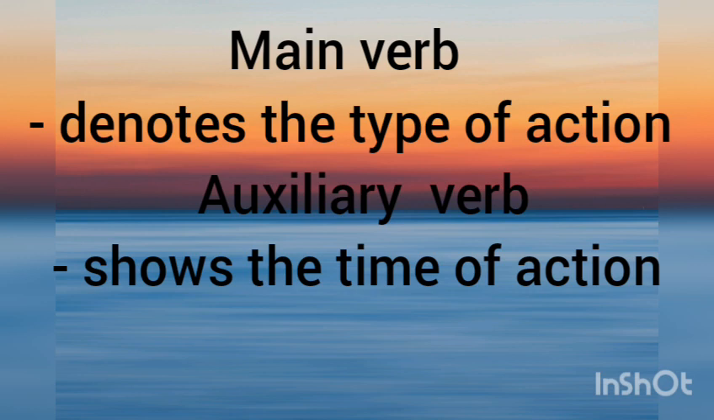Main verb denotes the type of action, what you are doing, that action it will tell. It shows that it is a main verb. And when it happened, whether it is in present tense or past tense, that time of action is shown by the auxiliary verb, right? So auxiliary verb we can say as a helping verb also.